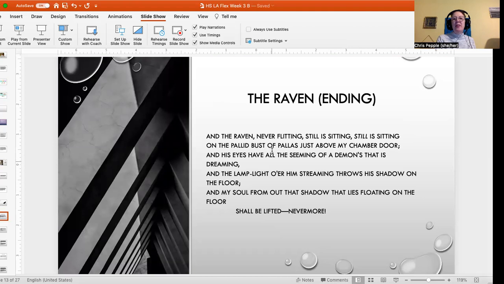And the raven, never flitting, still is sitting on the pallid bust of Pallas just above my chamber door.